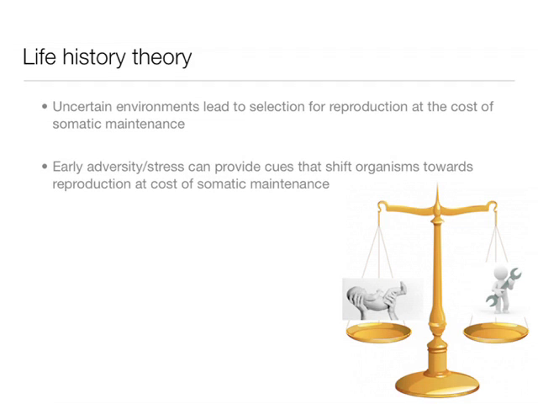And I want to make a callback to some of the things that Steve was talking about earlier in terms of the basics of life history theory: that uncertain environments can lead to selection for reproduction at the cost of somatic maintenance. And it's also the case that early adversity and stress may be providing cues that shift organisms towards reproduction at the cost of somatic maintenance. We've been looking at breast cancer from this perspective, and it's starting to look like the hormone receptor positive breast cancers may be a result of environmental mismatch, where you're getting a lot more cyclical hormone exposure because of having more cycles. And we're seeing higher risk from lower fertility.